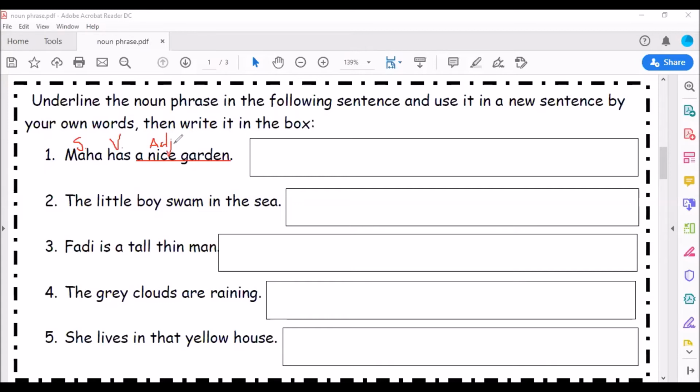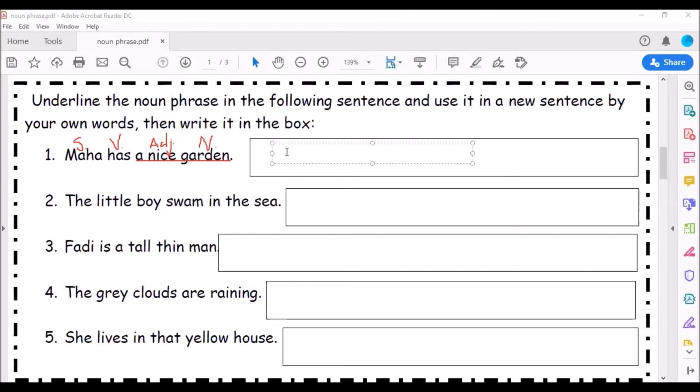And garden is a noun. So this is the first part of the sentence. Sorry, the first part of the question. Now, the second part of the question is I need to use a nice garden in a sentence. Okay, so let's think about a sentence with a nice garden.